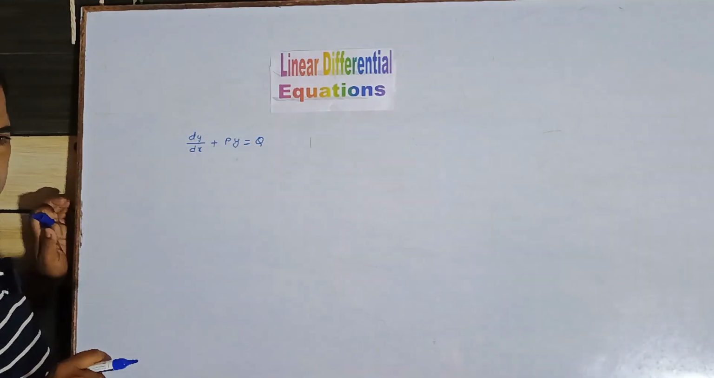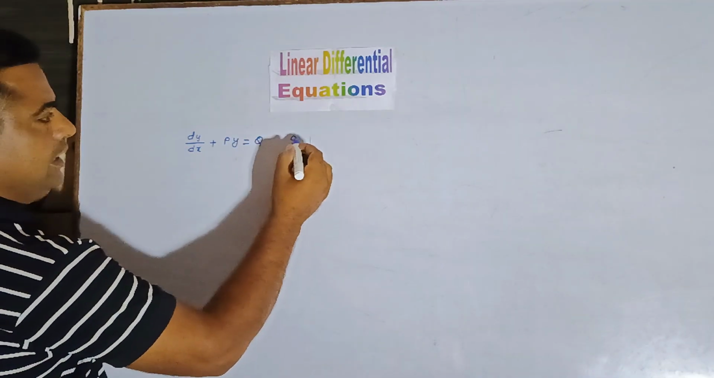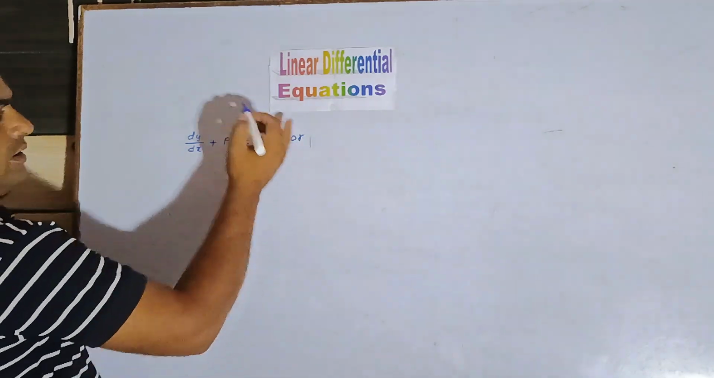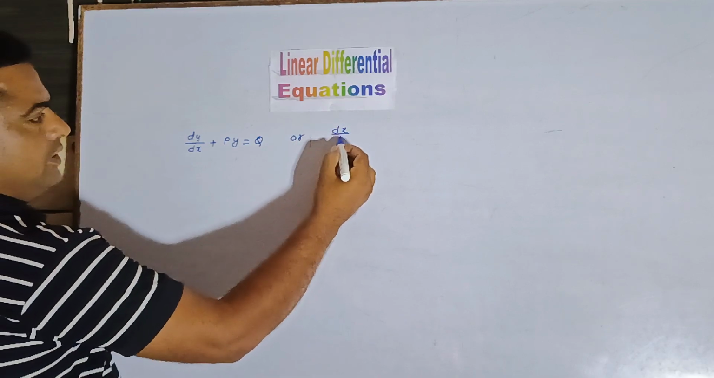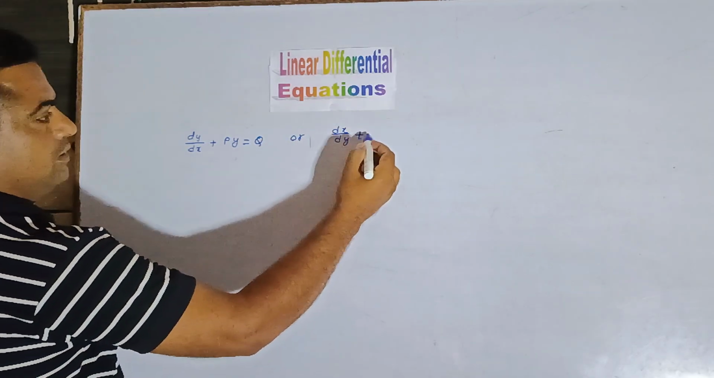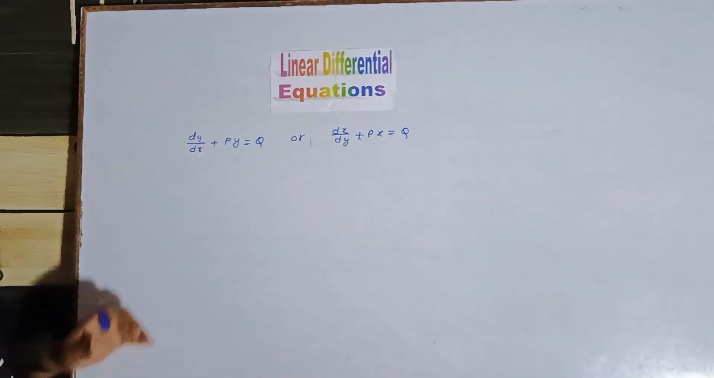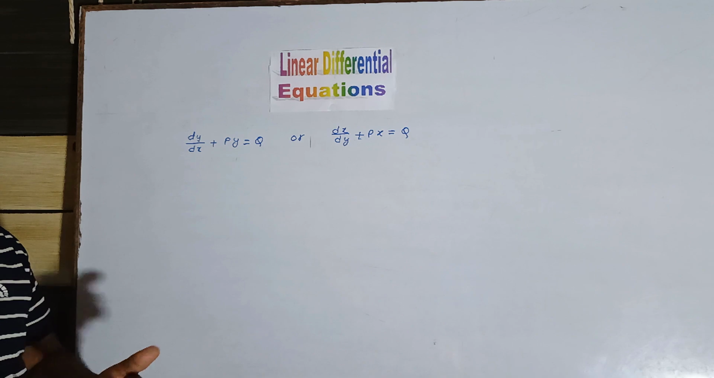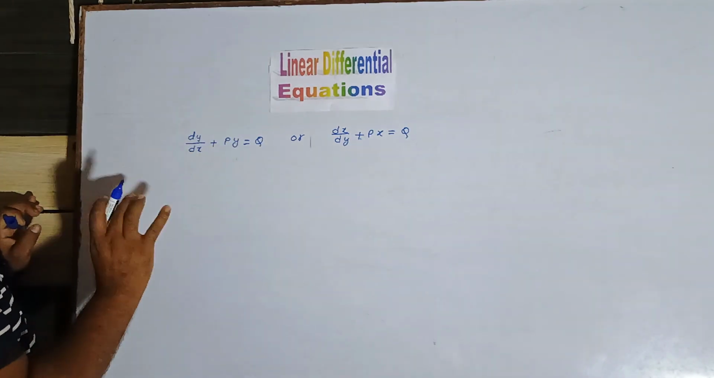These equations are called linear differential equations. The second form of linear differential equation is dx over dy plus px is equal to q. So these two equations are linear differential equations. Now we will see what the solutions of these linear equations are.